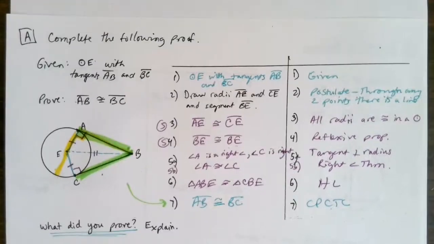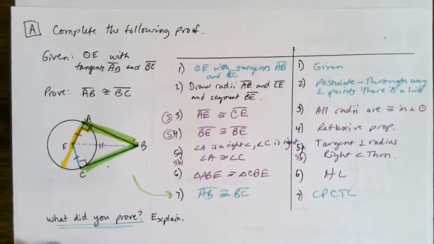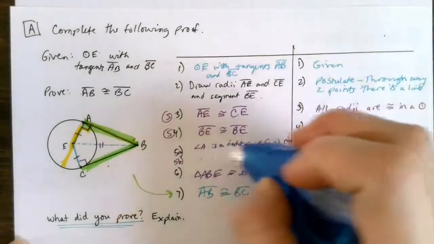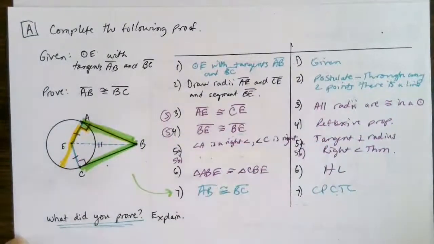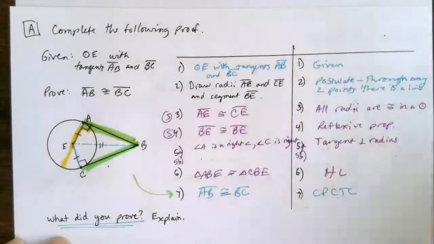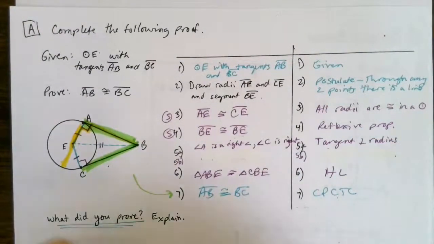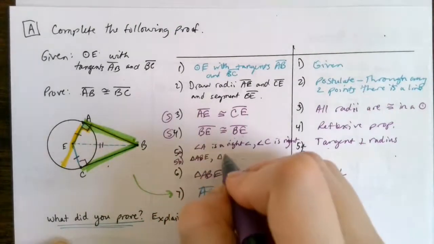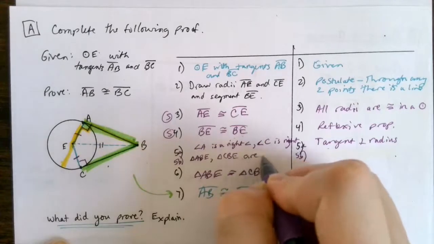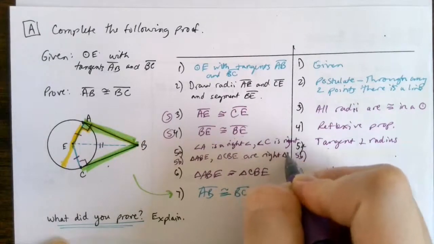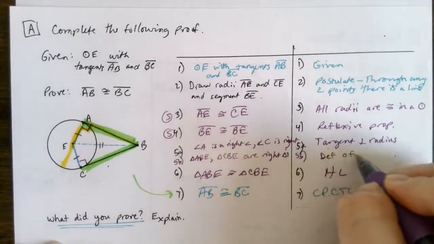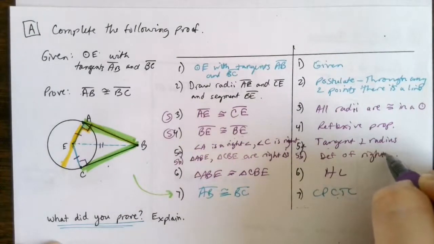One quick fix is with HL, I actually don't say the angles are congruent. Do you remember what I have to say? Yeah, I have to say the triangles are right triangles. So I actually need to use this to say, if I was using any other shortcut, I would have used right angle theorem to say the angles are congruent. I want to say triangle ABE and triangle CBE are right triangles. And my reason is definition of right triangle. I just stated that they both have a right angle, therefore they must be right triangles.